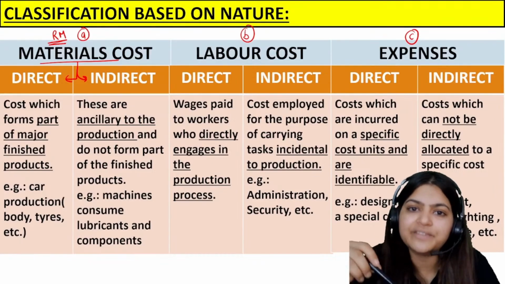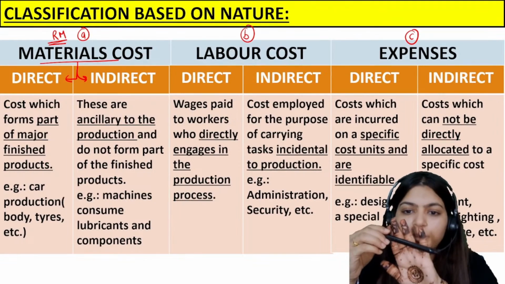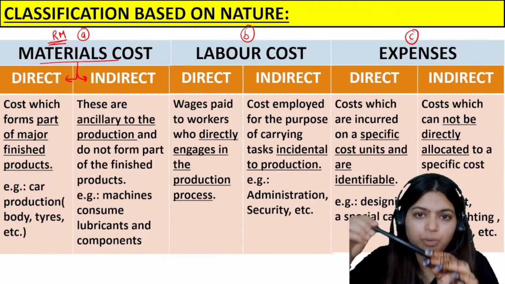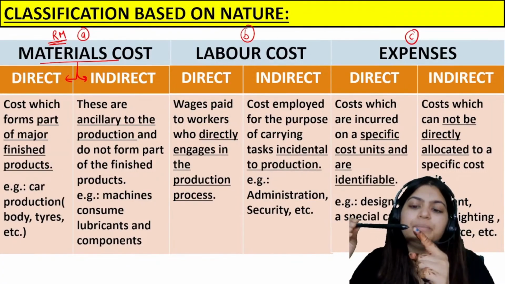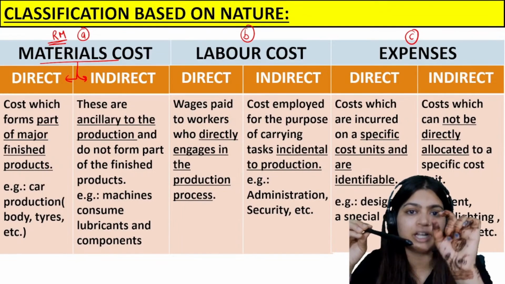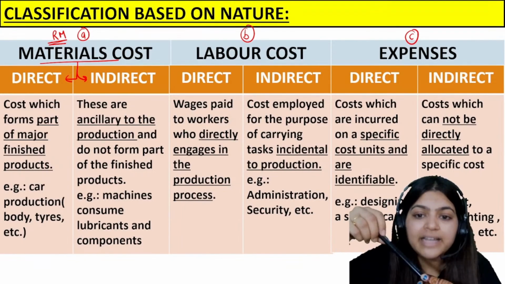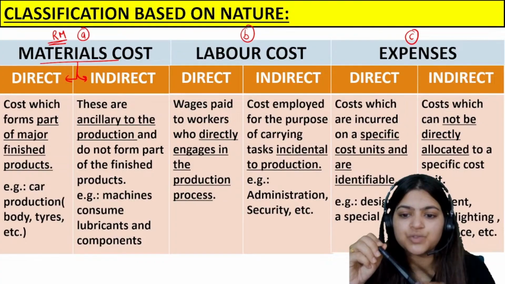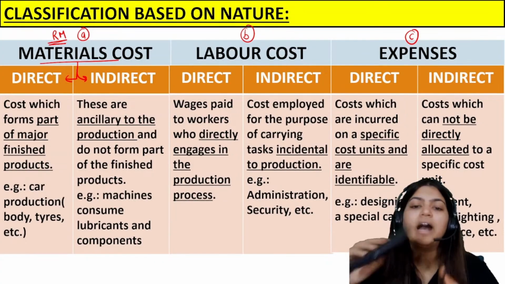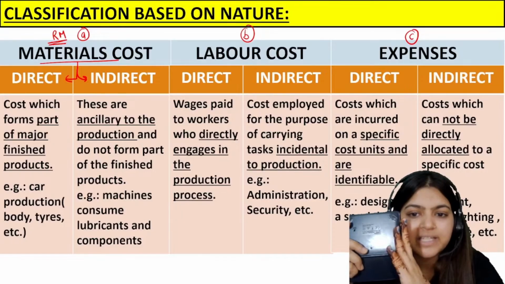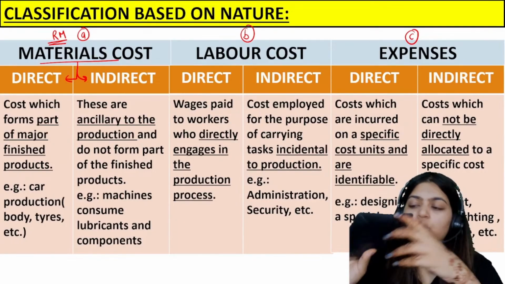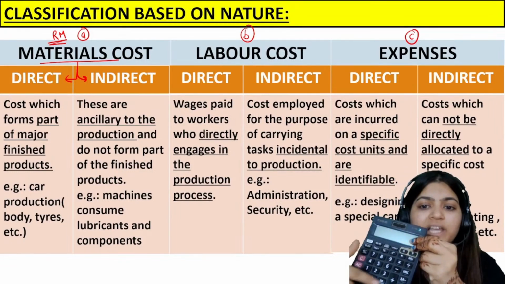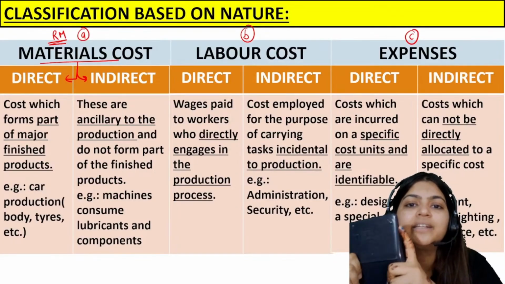Now again, let's take one more example. Suppose I am manufacturing this pen. When I'm purchasing this body, this plastic, this nib, these buttons, or this label, all these things that I'm purchasing are going to be direct. Again, let's take one more example. Suppose I am manufacturing a calculator. When I'm purchasing this plastic body, these buttons, this screen, all these things are going to be my direct expenses.